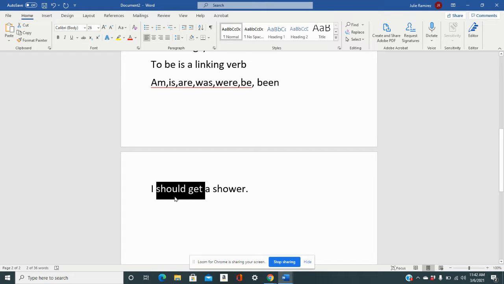Should says it's something, it's a possibility. I should get a shower, but maybe I'll stay in my pajamas all day. Maybe I won't get a shower. So it's kind of letting me know that it's a possibility.